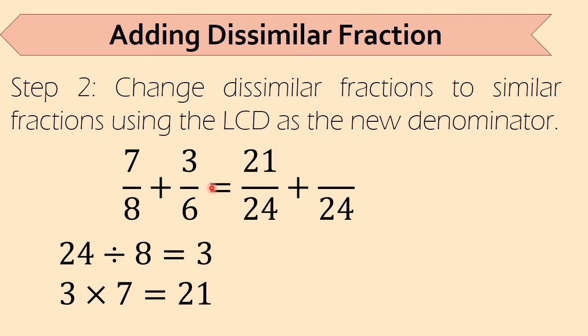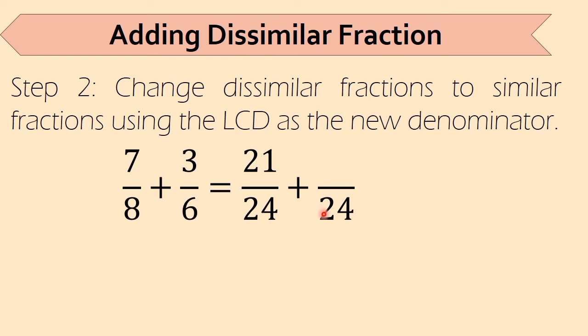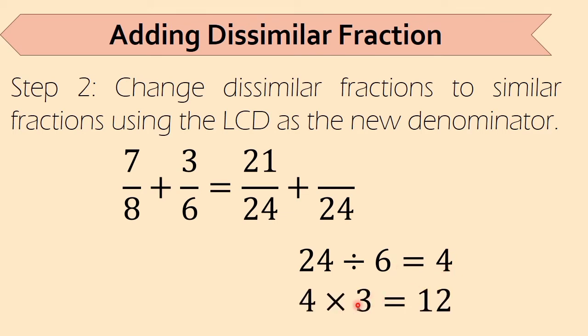Then 24 divided by 6 equals 4. And then 4 times 3. 3 is from our old numerator. So 4 times 3 equals 12. So 12 is our new numerator. So from 3 over 6, we have 12 over 24. So they are now changed into similar fractions, which is 21 over 24 plus 12 over 24.